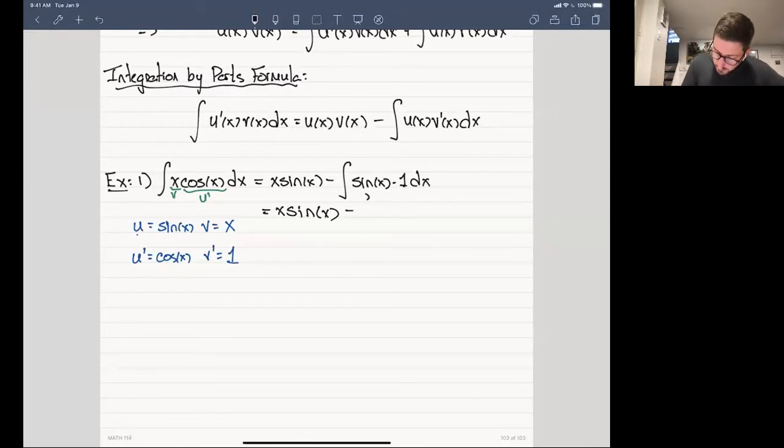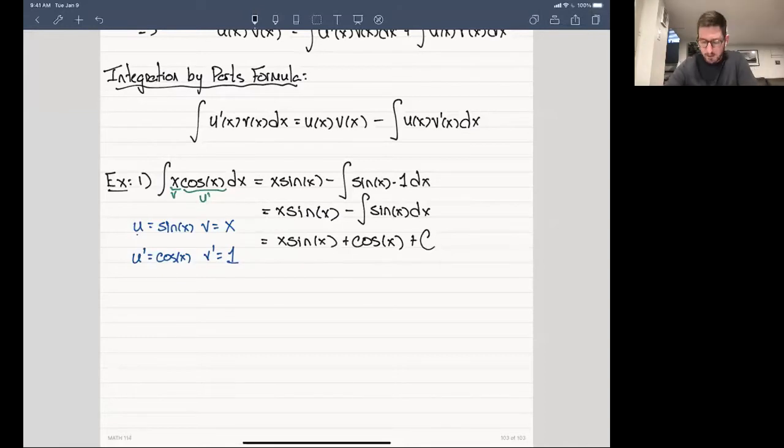And now I've reduced the problem to finding the antiderivative of sine of x. So in this case, the antiderivative of sine of x is negative cos of x. And so the negatives here are going to cancel each other, leaving me with plus cos of x. And because this was an indefinite integral, we should never forget that last term in here, the constant of integration.